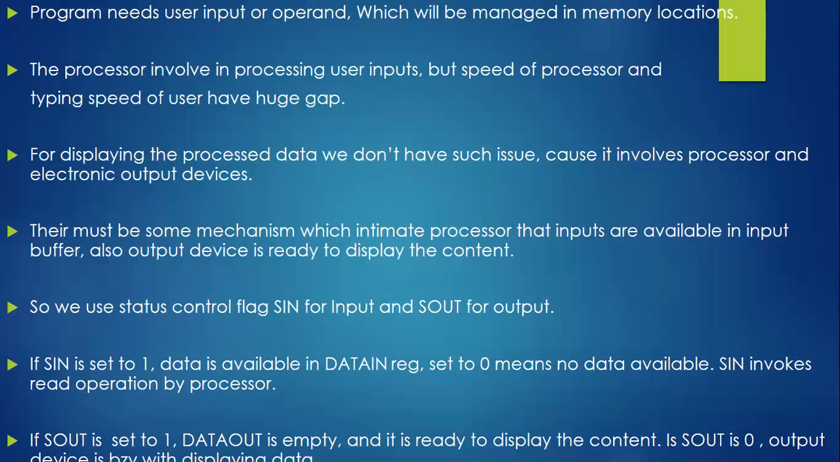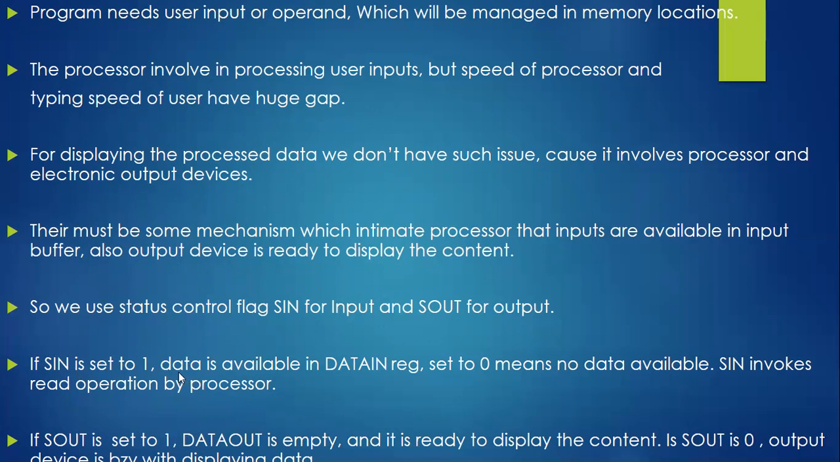Then what does S out stand for? Sorry, it should be: if S out is 0, the output device is busy with displaying data. If the output unit is busy displaying any other result, S out will be set to 0, which will not allow the processor to transfer the processed information to data out.